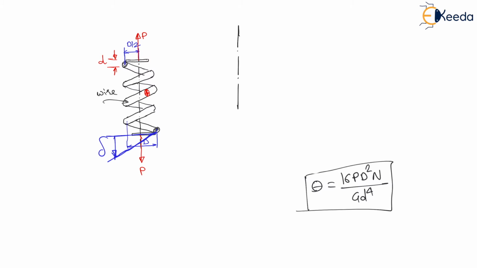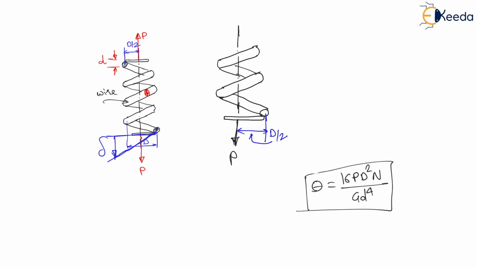Let us say this is the axis of spring. Here I am going to draw the spring. Let us say the spring is like this. Here we are drawing the spring diagram. I will draw only a few coils, 1 or 2 coils. Let us say this is a spring. And for this spring, this is the axis, and this will be the line where force P is applied, on the axis. Force P is applied on the axis, and the force P is at a distance capital D by 2. This distance is capital D by 2.